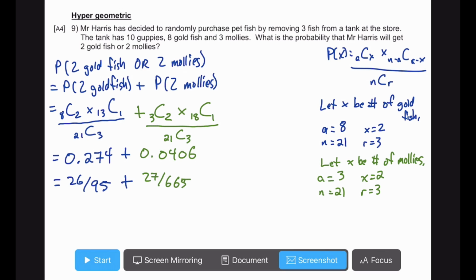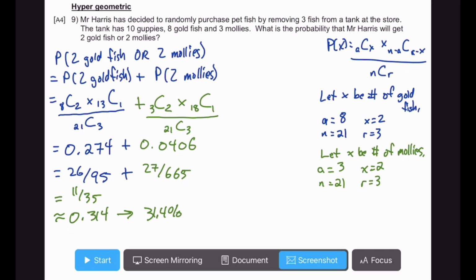And we notice that the probability of choosing the mollies is a lot smaller, and that's not really a surprise. In each case, we want to end up with the same amount of fish, 2 goldfish or 2 mollies, but there are 8 goldfish in the tank to choose from, but only 3 mollies, so obviously we expect that the probability of selecting 2 mollies is going to be lower. All right, let's finish adding this up, and let's see what our final probability is. And when we do the math, we get an answer of 11 over 35, or as a decimal, approximately 0.314, or 31.4%. Looks good to me.